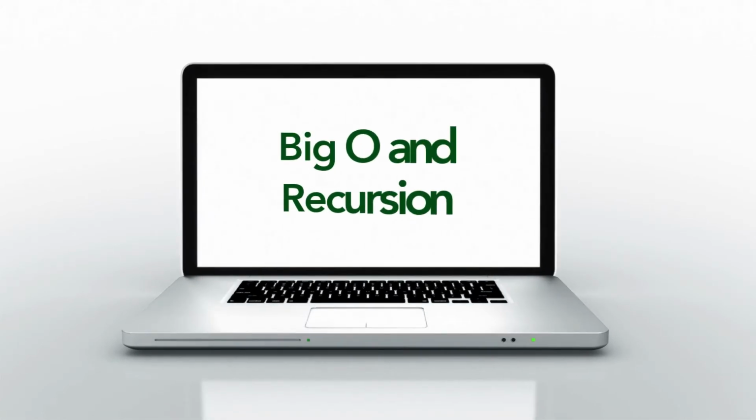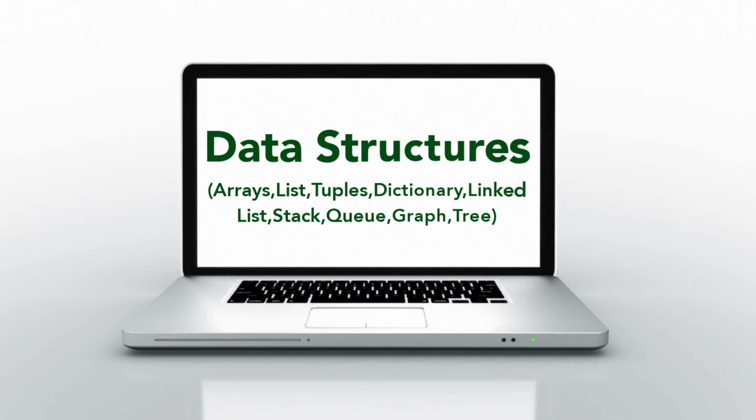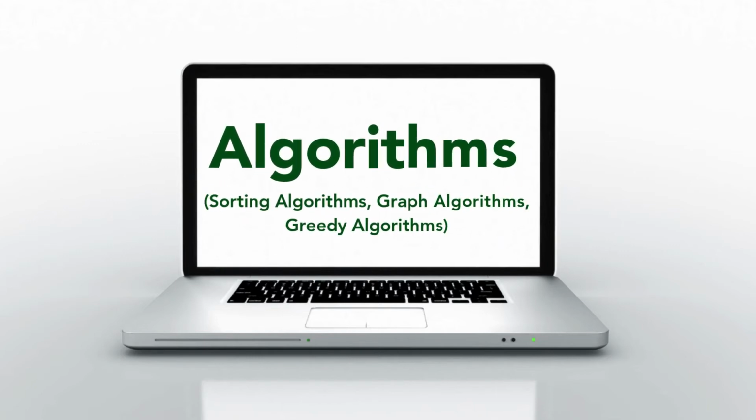So we start out covering the important topics like Big O and recursion, before learning a three-step approach to solving any problem. After discussing basic concepts, we cover dozens of different data structures from scratch, including arrays, Python lists, tuples, dictionaries, linked lists, queues, stacks, graphs, and even different types of trees. And then we continue to cover different algorithms such as sorting algorithms, graph algorithms, and grid algorithms.